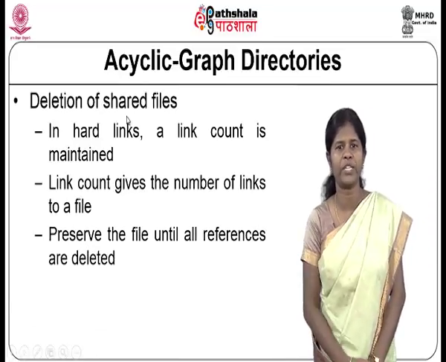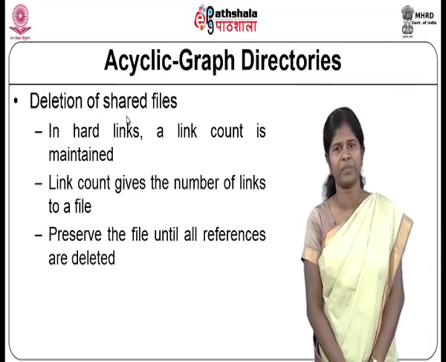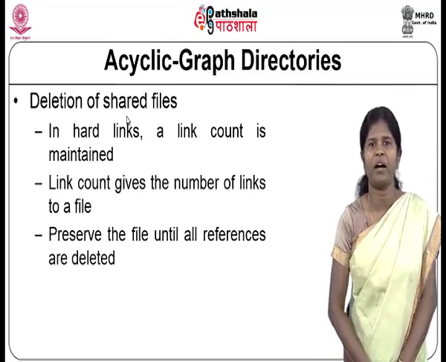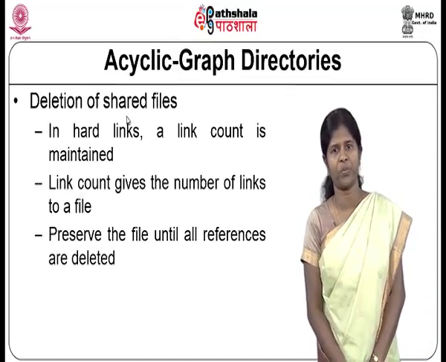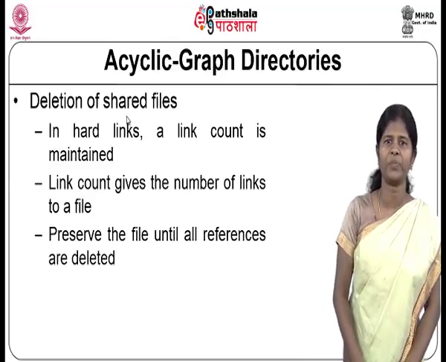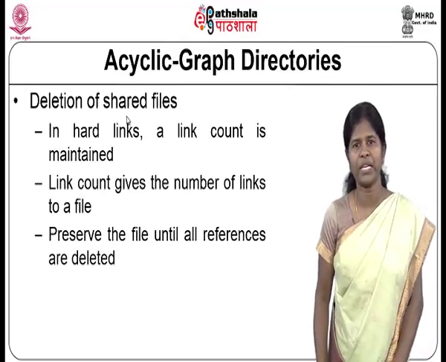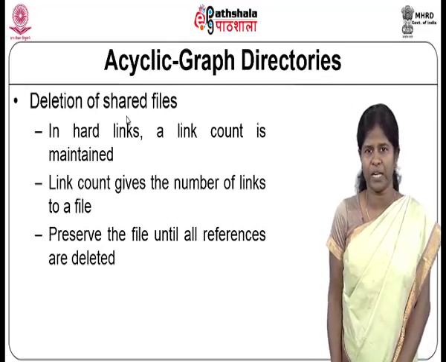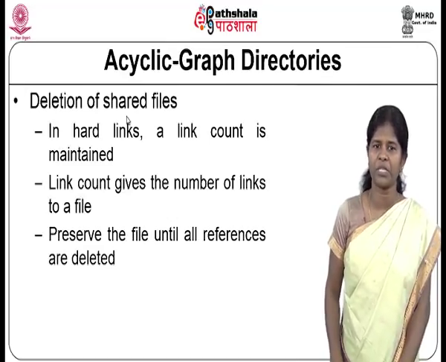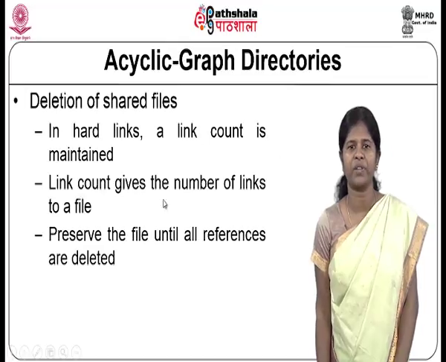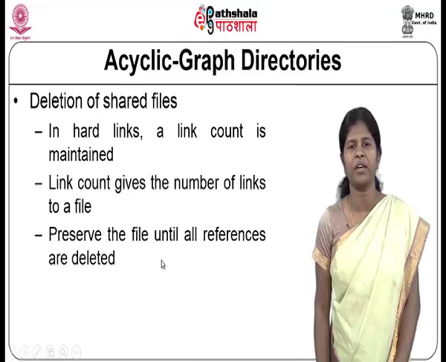The other way in which links can be maintained is hard links. In hard links, what is done? A link count is maintained. The first time, when the file is created, the link count is 1. The second time a link is created to the original file, the link count will be incremented. Each time the file is deleted, the link count will be decremented, and only when the link count comes down to 0, the file's contents will be removed. Till then, the file's contents will be preserved.